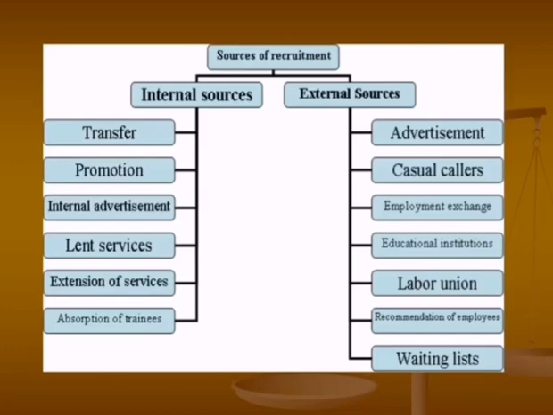Next is recommendation of employees, or you can describe it like an approach. So sometimes the employees working in the organization also suggest the name of suitable candidate for the appointment. Then next is waiting list. Generally the organization prepares the waiting list of the employees. Sometimes the selected candidates fail to join. In that case, the waiting list employees are called. So all these are main sources of recruitment of employees within the organization and outside the organization, which are used by organization to employ the employees.